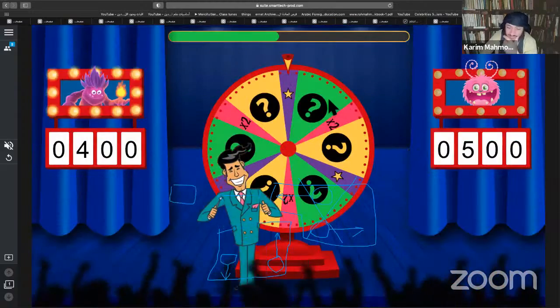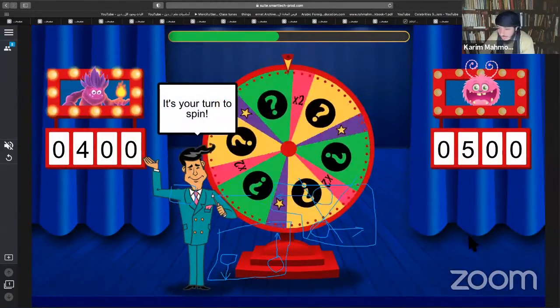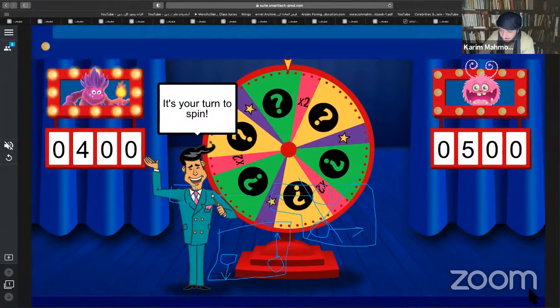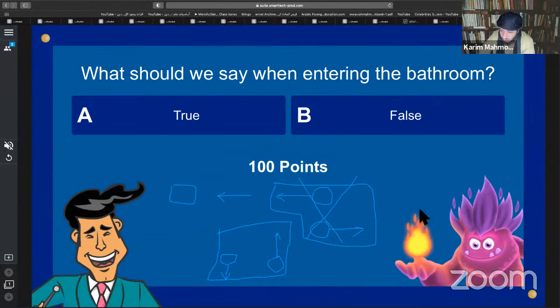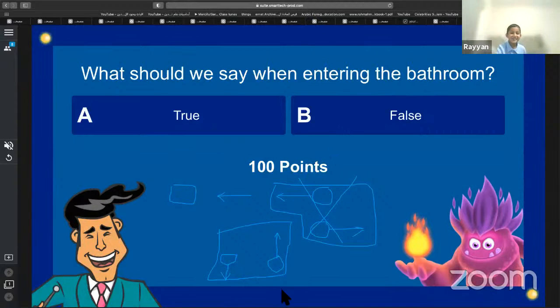Let's do another one. Next one is for... Ooh, he's so eager to answer. He's like, can I answer in front of my cousin? Sure, yes. Come on, Rayyan and Mizan. Okay, Rayyan. What should we say when entering the bathroom? Rayyan, what should we say?